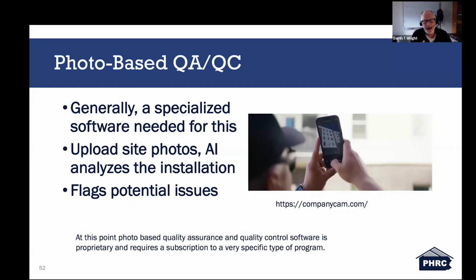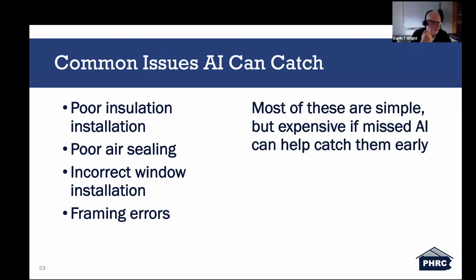But if you're looking at how it can support or make a team more effective or reduce some of the workload on some of those team members, those costs might be justified in the end. Some of the common issues AI can catch: poor insulation installation, poor air sealing, incorrect window and framing errors. Most of these are simple but expensive if missed. AI can help catch all those early.